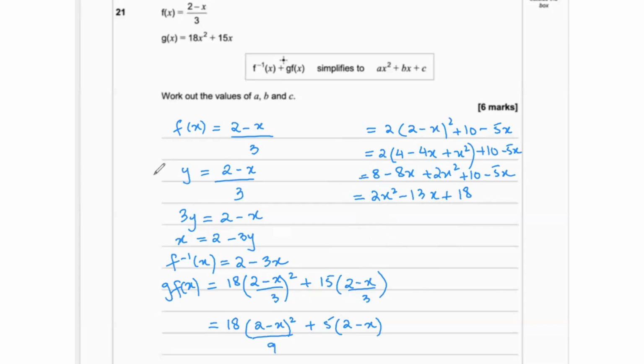So that's going to be, let me take a different color for that, (2 − 3x) plus 2x² − 13x + 18.